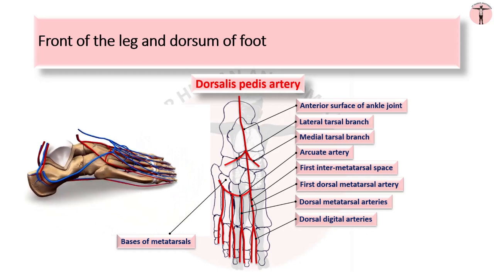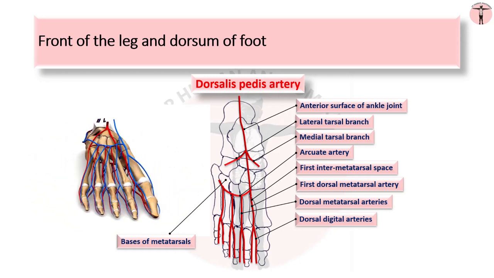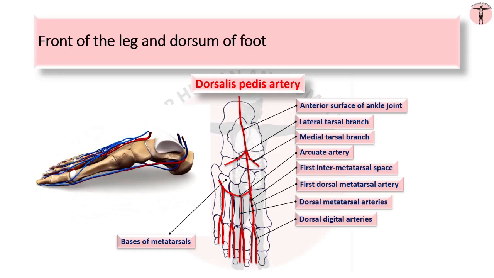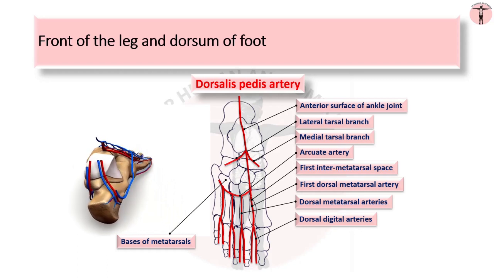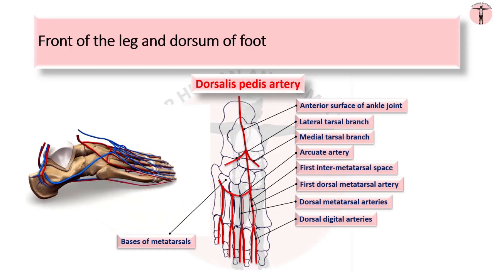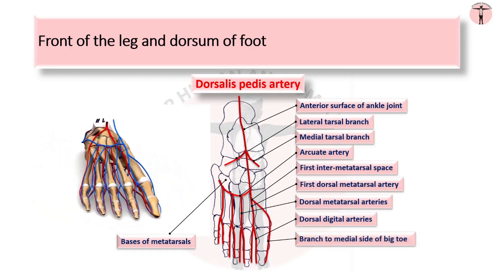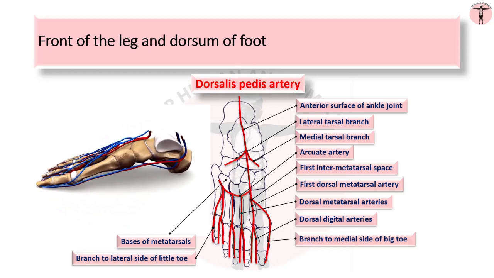Along the course, each artery communicates with the plantar arch and plantar metatarsal arteries in the sole of the foot through the proximal and distal perforating branches respectively. The first and last of these dorsal metatarsal arteries send a branch to the medial side of the big toe and the lateral side of the little toe respectively.